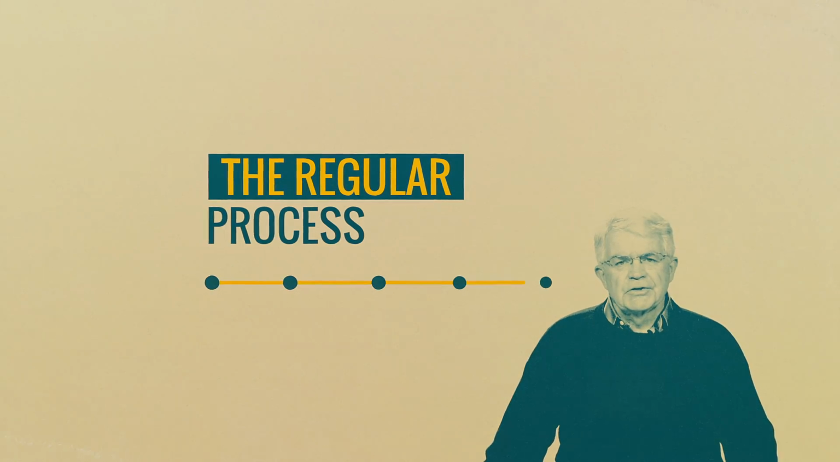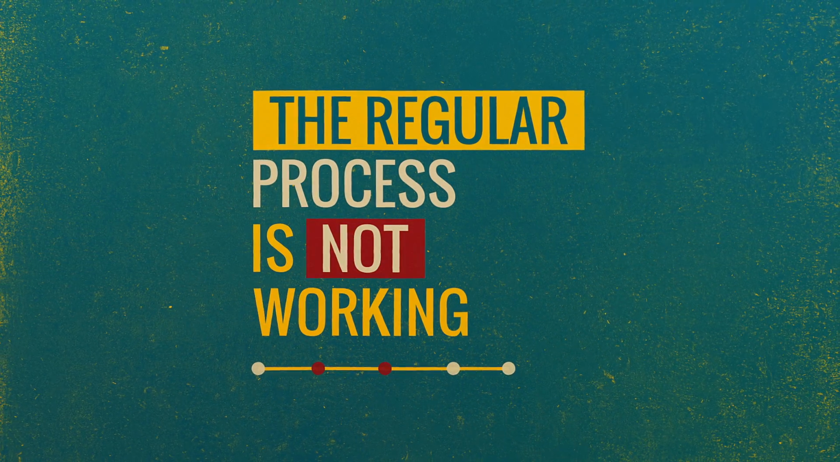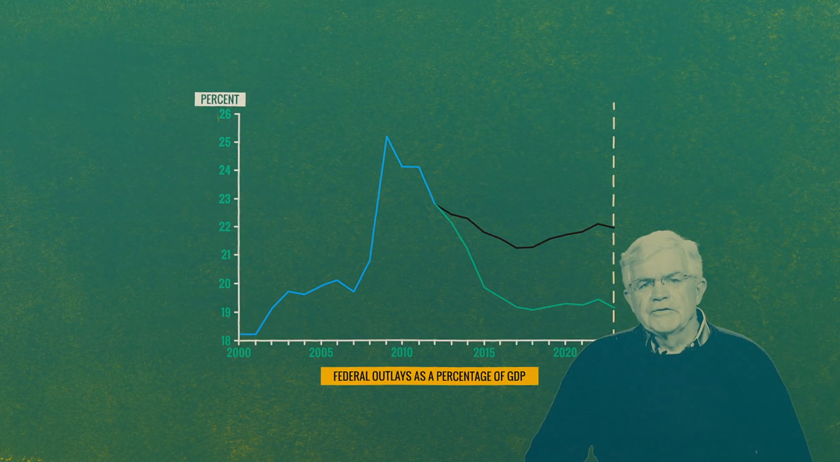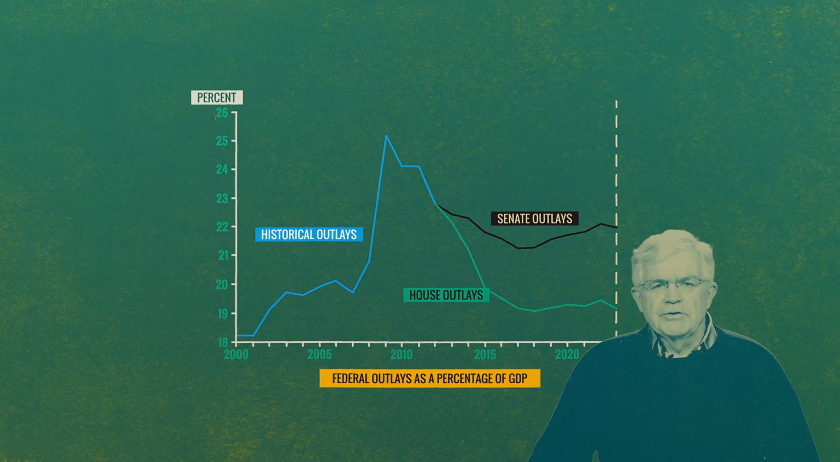The regular process, the regular order is not working at this point in time as it has in the past and as we hope it would in the future to reduce uncertainty. The debates that are taking place, here's an example of the difference of opinion of what the Senate wants to do and the House wants to do.